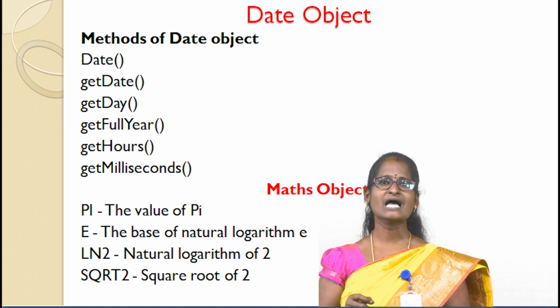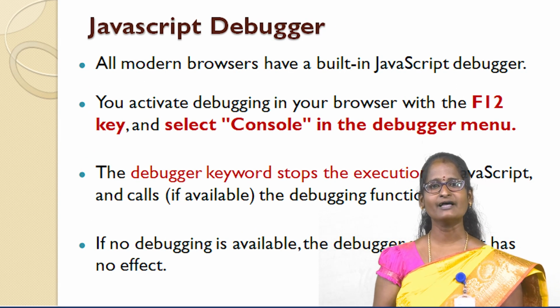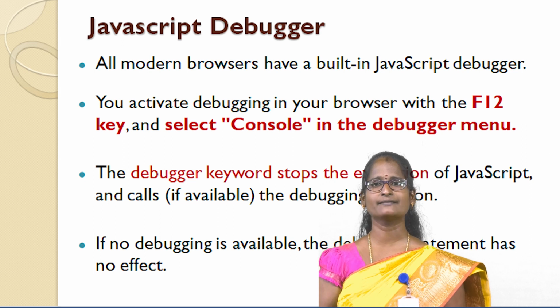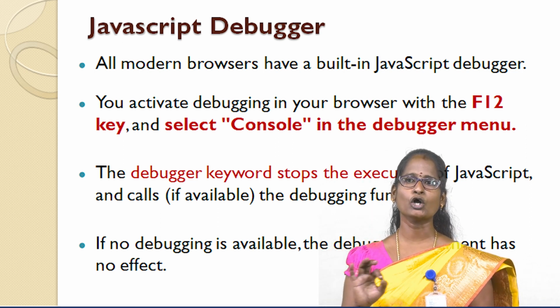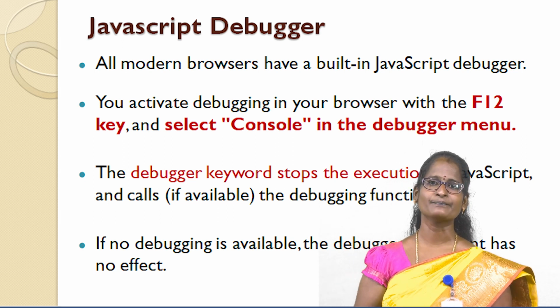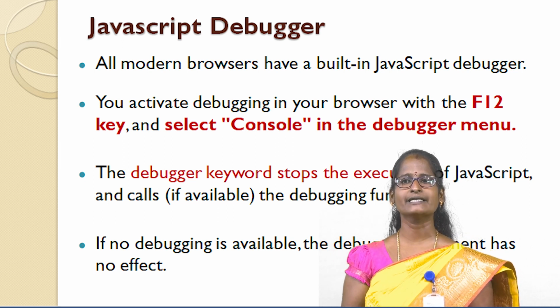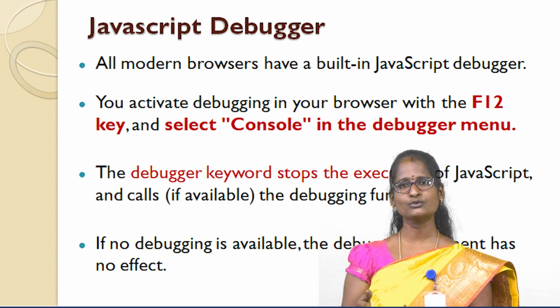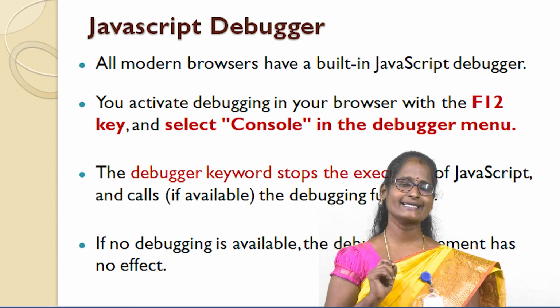Then next, the JavaScript debugger. All modern browsers have a built-in JavaScript debugger. The built-in debuggers can be turned on and off. It forces errors to be reported to the user. With a debugger, you can also set breakpoints, that is, places where code execution can be stopped, and examine the variable while the code is executing.